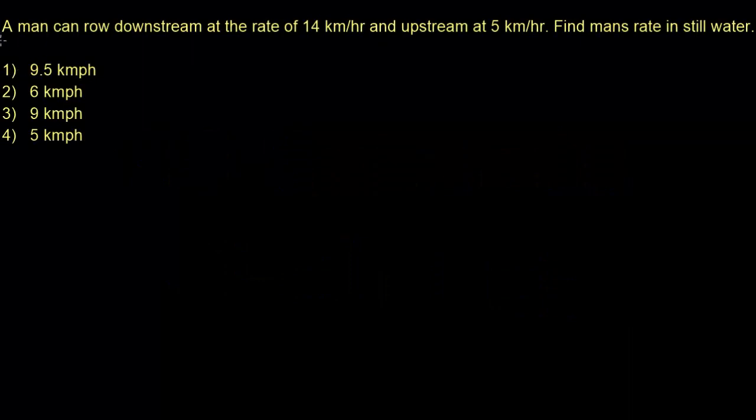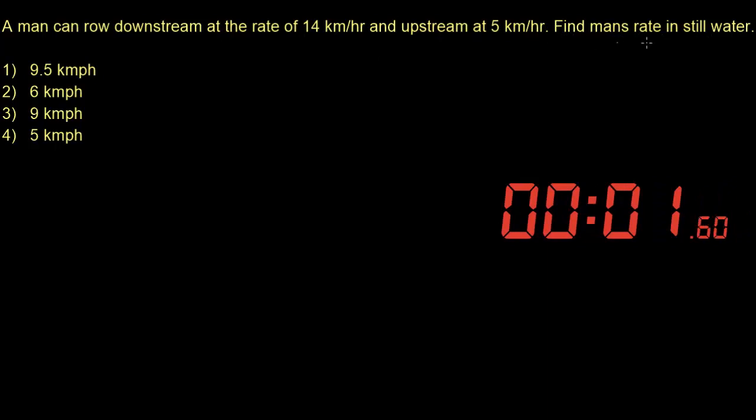Here is an example. A man can row downstream at the rate of 14 km per hour and upstream at 5 km per hour. Find man's rate in still water. So if you are finding the speed of man in still water, then we need to take the average of upstream and downstream. So 14 plus 5 divided by 2, which is equals to 19 by 2, 9.5, right? So this is the correct option. So this is the solution.